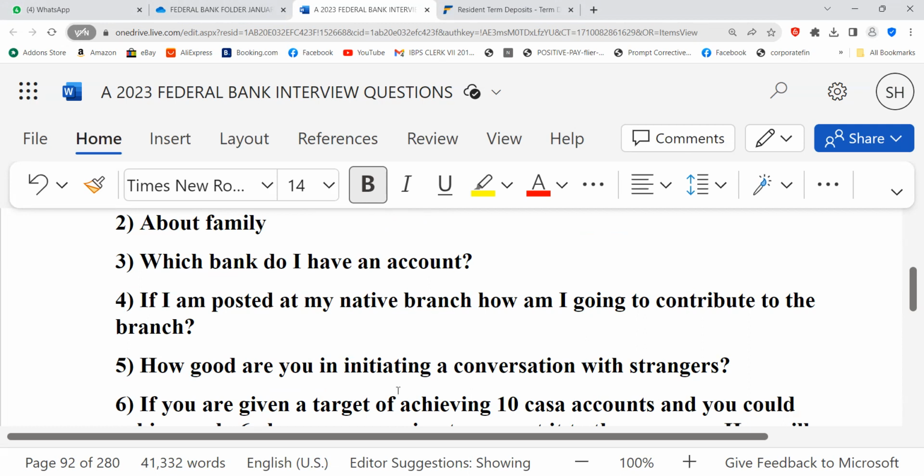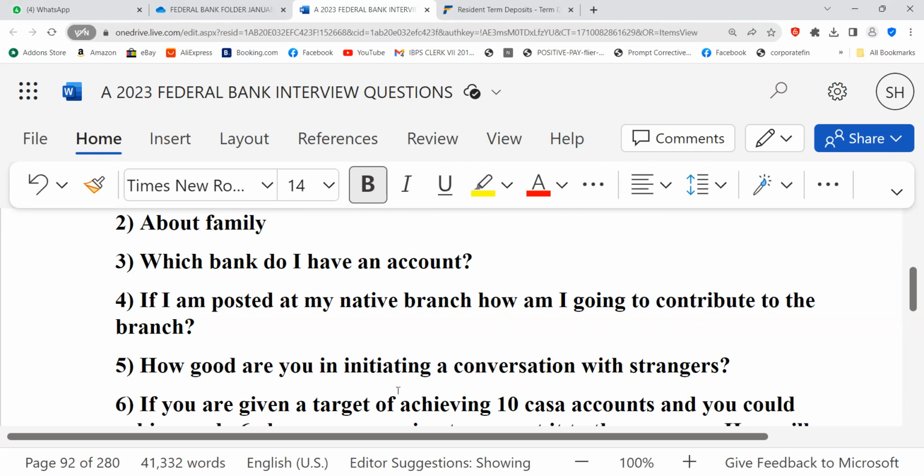So question number 4, please answer all of you. If I am posted at my native place, how am I going to contribute to the branch? The question is not written properly. The meaning is: if you are posted in the branch in your native place, how will you contribute to the branch?